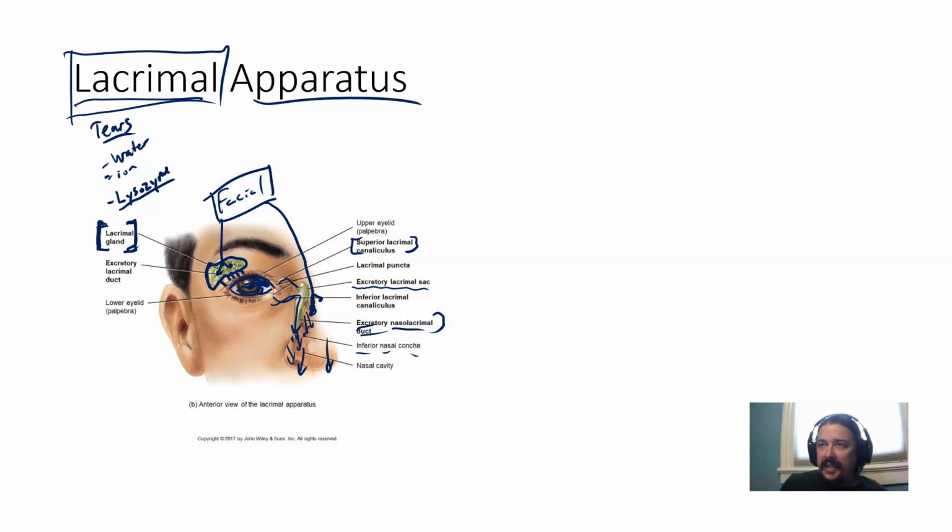Yeah, so I think that's it as far as accessory structures. In the next video, we're going to take a look at the structure of the eye itself.